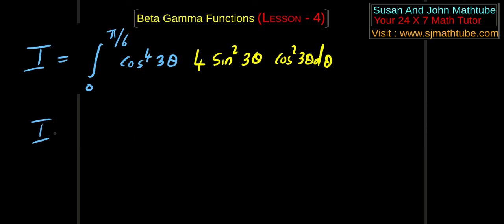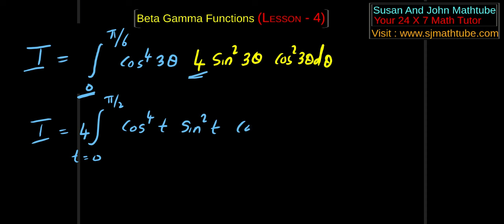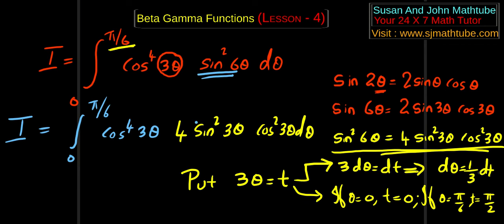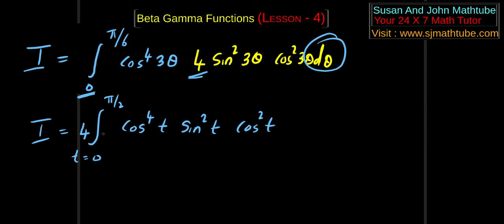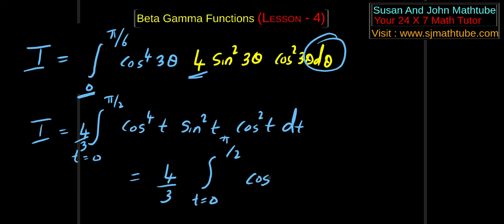Okay, so what should I write instead of the limits? Yeah, I have to write t equal to 0 to pi by 2. And 3 theta becomes t, and this 4 goes outside. And again sine square t cos square t and d theta. What is d theta? I forgot. Let's look at d theta. 1 by 3 dt. So that also goes outside, and that gives me 4 by 3 integral t equal to 0 to pi by 2 cos to the power 6t and sine to the power 2t dt. And that's it.